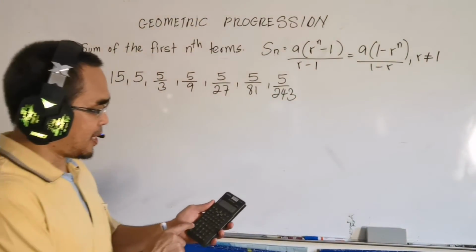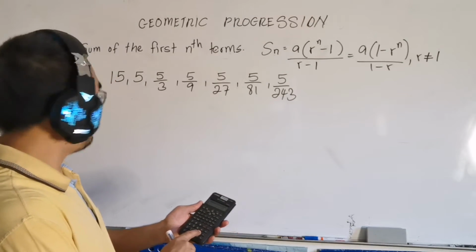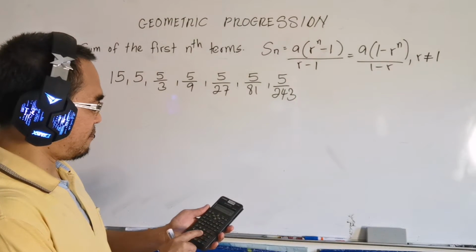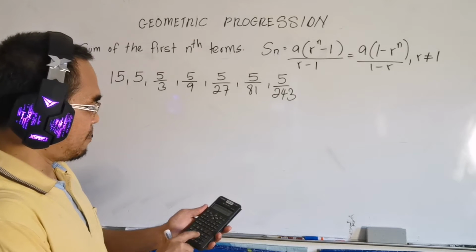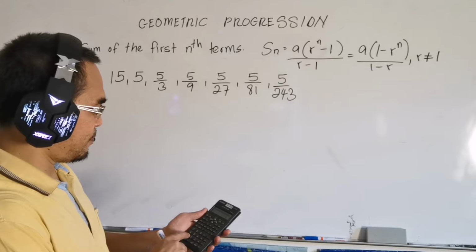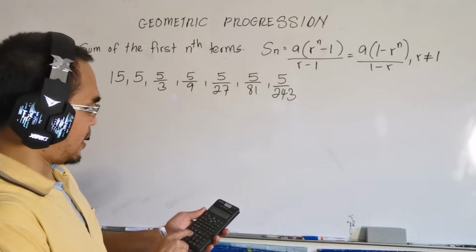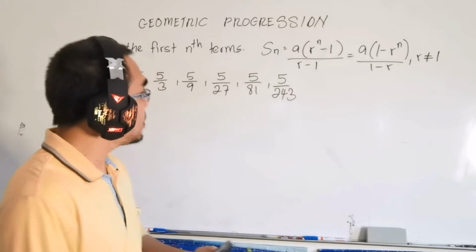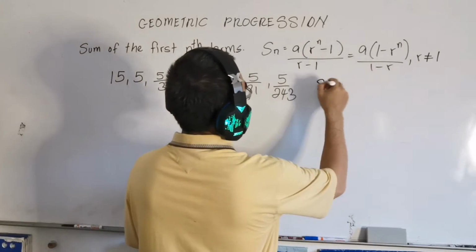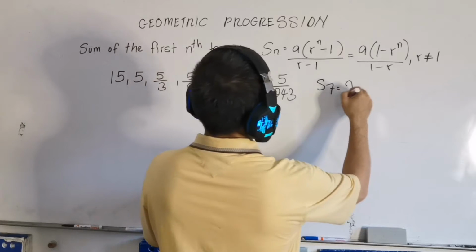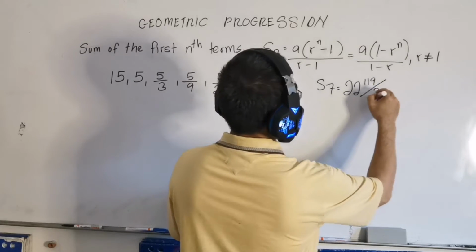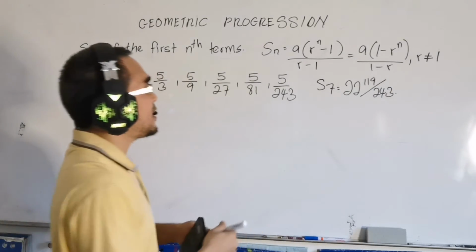So you try to add them manually. It becomes 15 plus 5 plus 5/3 plus 5/9 plus 5/27 plus 5/81 plus 5/243. So you get S7 is 22 119/243.